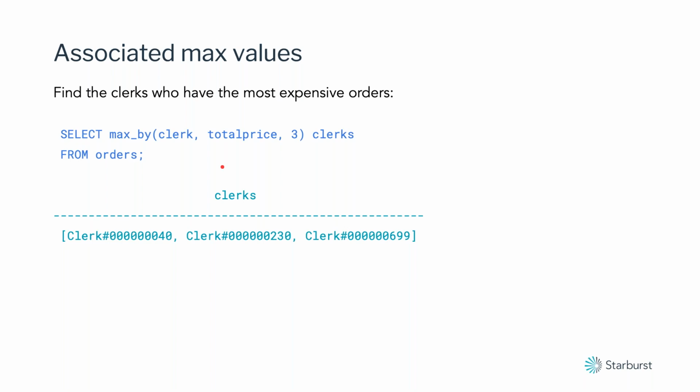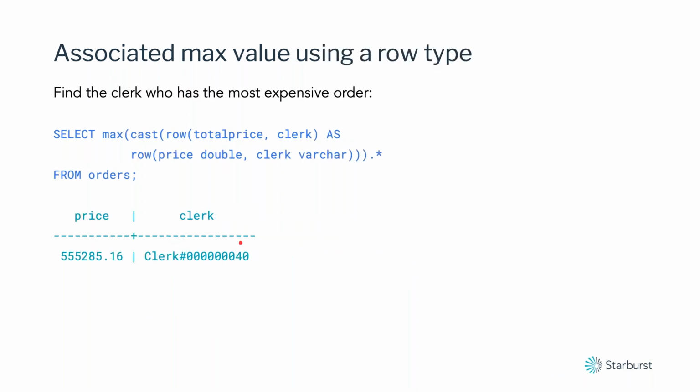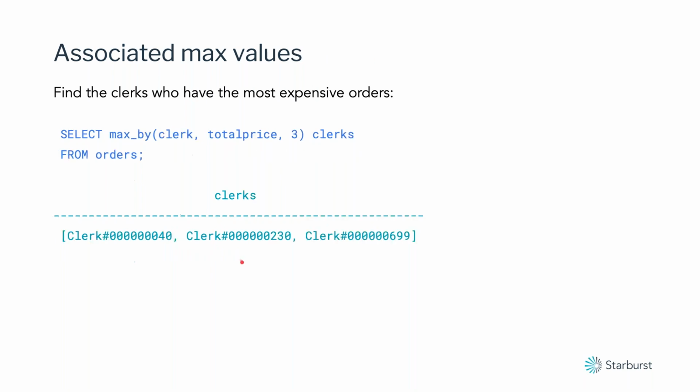So the maxby function can also return multiple values at once. So if we say, what are the clerks associated with the top 3 total prices? We pass in the number of values that we want maxby to return, and they're going to be ordered in descending order. So we saw previously, clerk 40 had the largest priced order, and then these 2 clerks had the next largest priced orders.